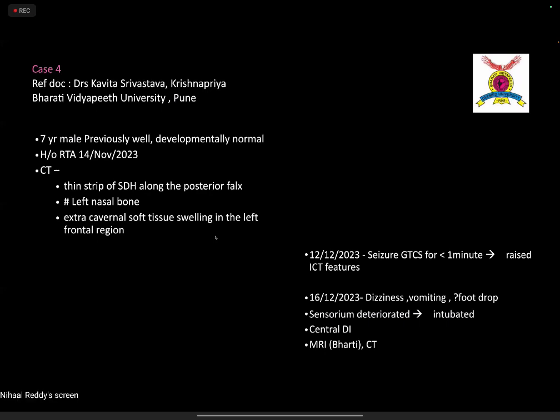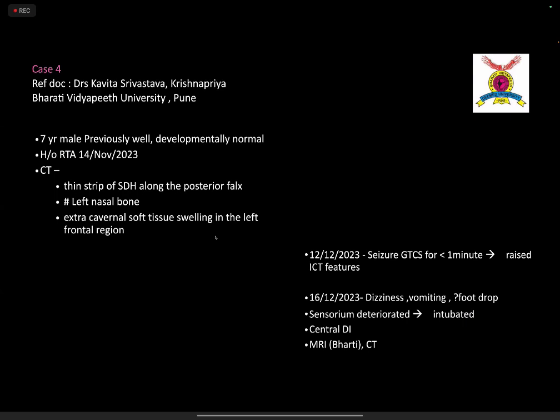Yes, sir. Good evening. This is a 7-year-old child, previously well and developmentally normal. There was a history of a bad RTA in which he lost his father, following which he was admitted for 2 weeks. A CT done outside was showing a strip of SDH along the posterior fossa. A left nasal bone fracture was there, and extracranial soft tissue swelling in the frontal region.